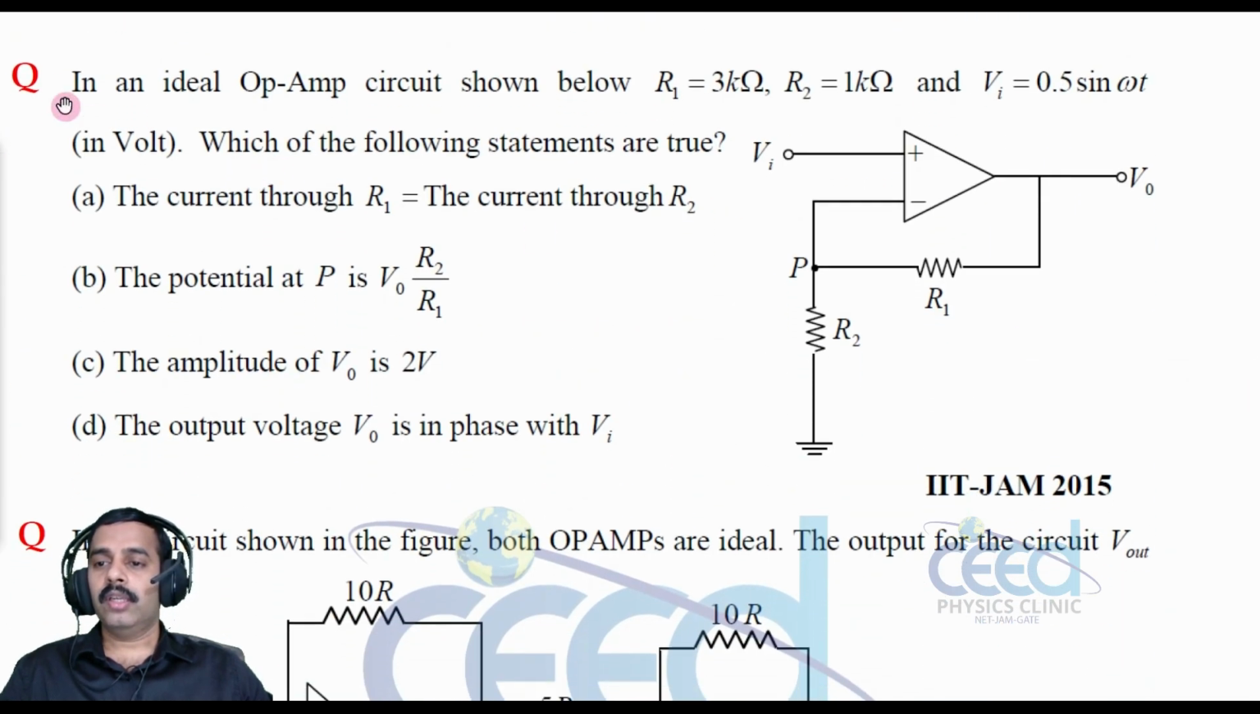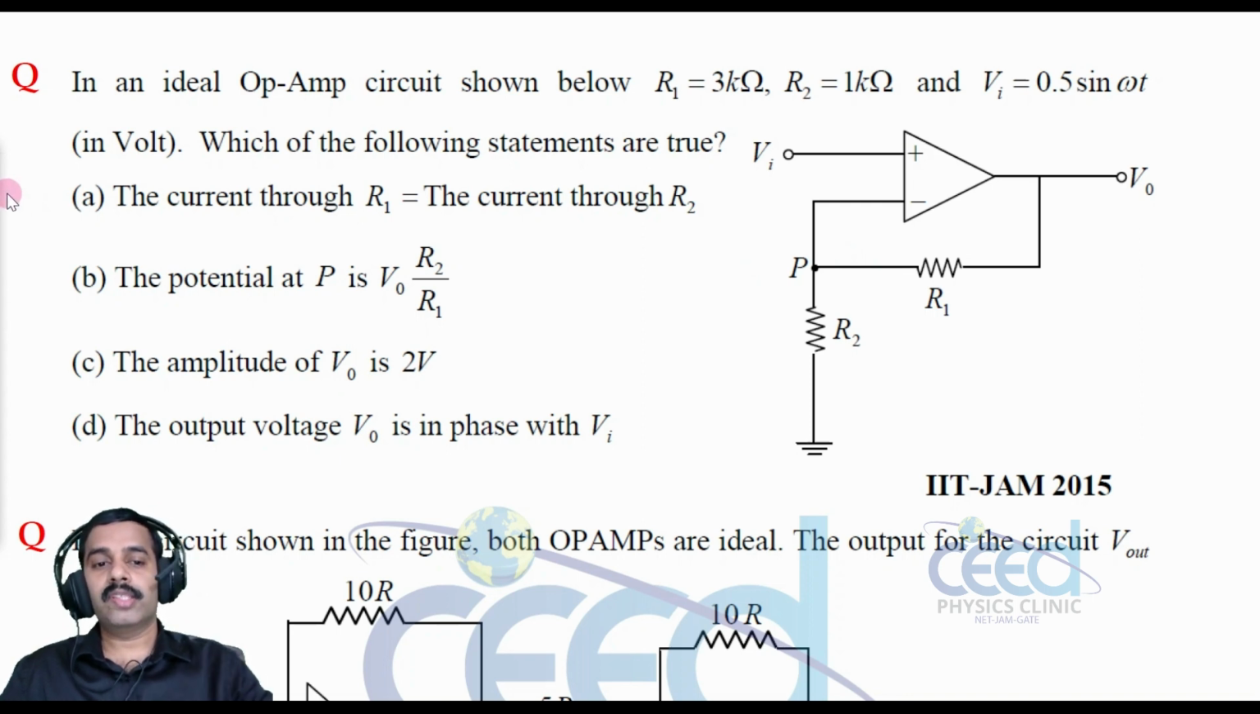Now let us come to another question. Here the question is, in an ideal op-amp circuit shown below, R1 is equal to 3 kilo ohm, R2 is equal to 1 kilo ohm, and Vi is equal to 0.5 sin omega t volt. Which of the following statements is true? Out of the given options, which option is true regarding this operational amplifier? It is a non-inverting operational amplifier because the signal is given at the positive terminal and there is feedback in the inverting terminal. So basically it is a non-inverting operational amplifier.